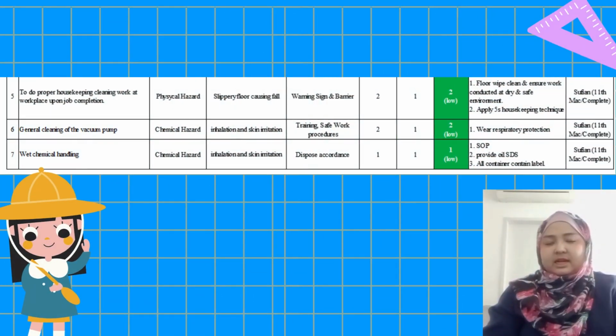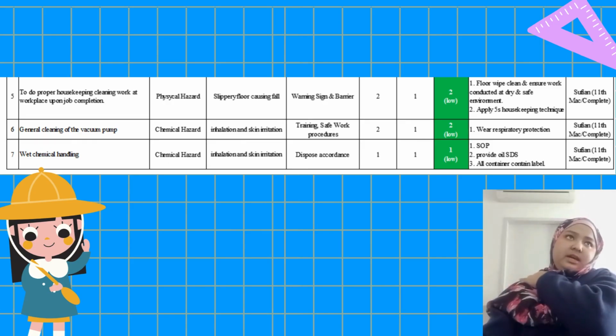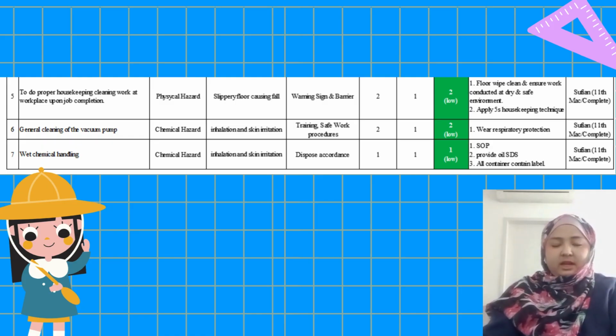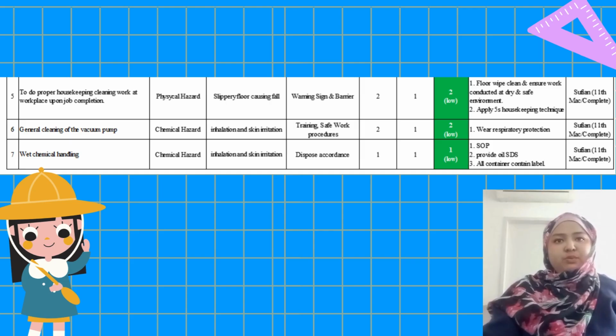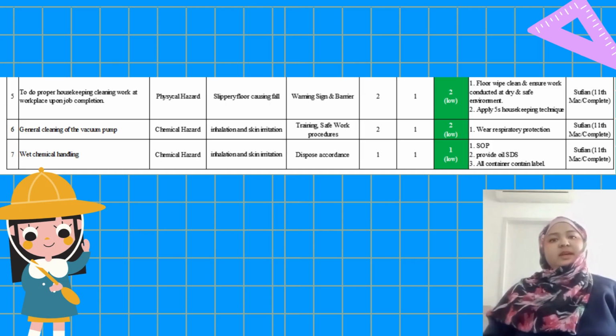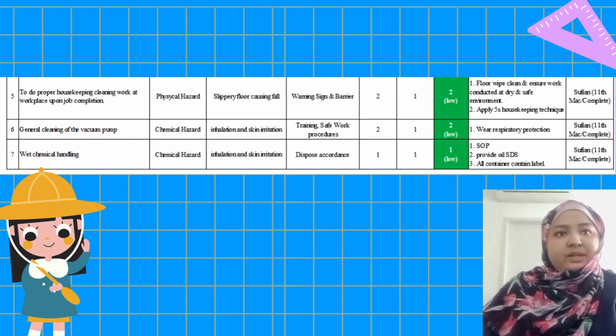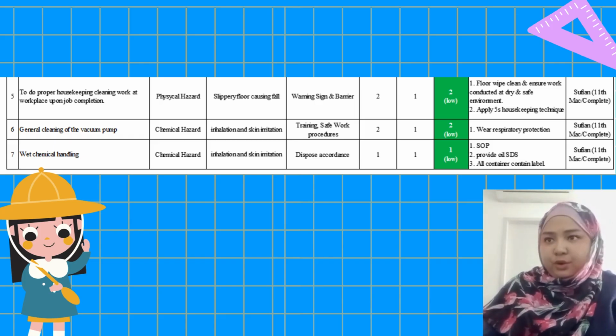Okay, everyone, we move to the next slide, situation number 5, which is to do proper housekeeping, cleaning work at workplace. Okay, that can involve a physical hazard. The effect is slippery floor causing fall. What we can do is warning sign and barrier. Okay, we can see from here the risk is green color, which is low.